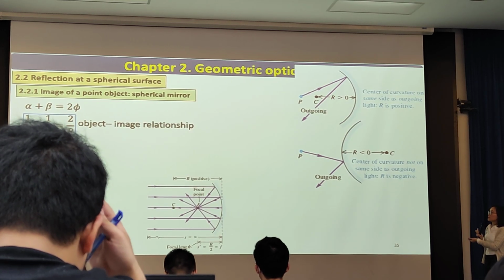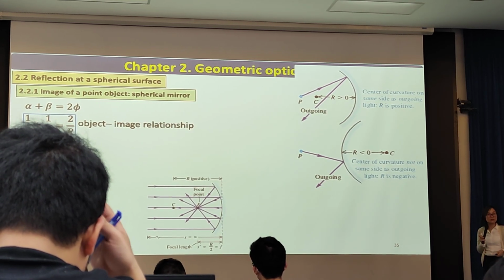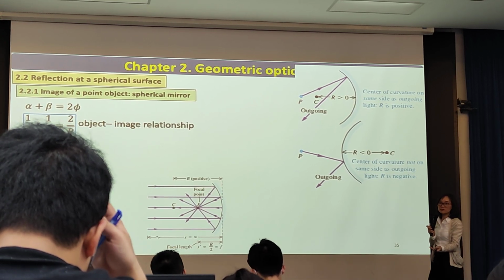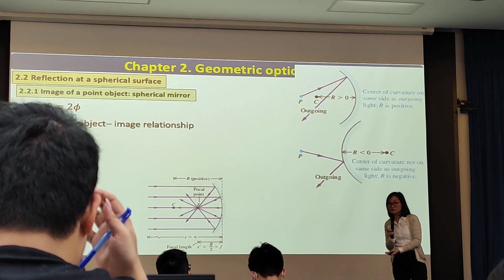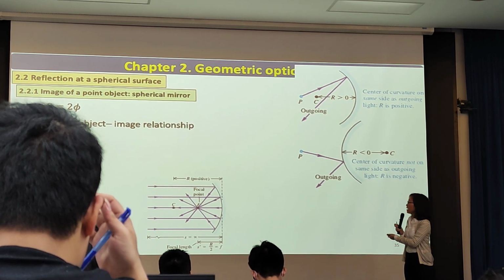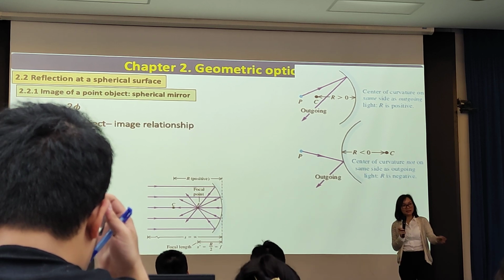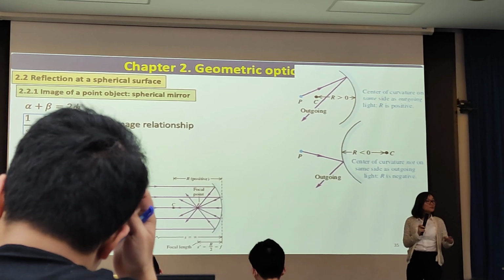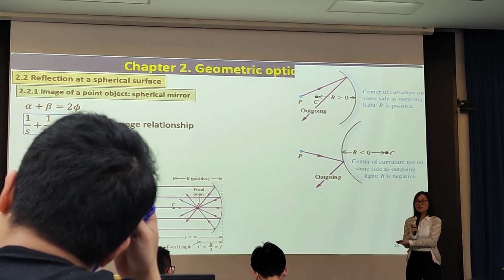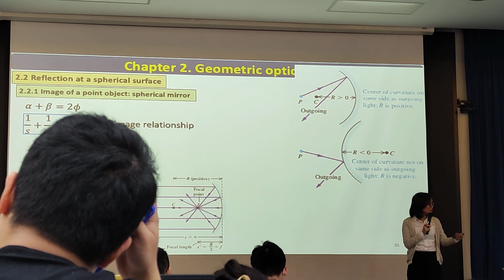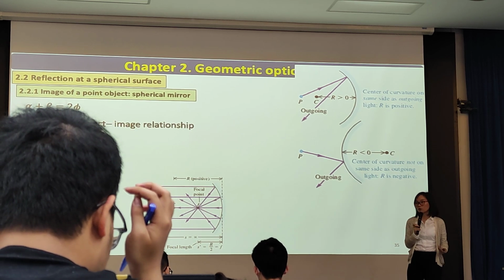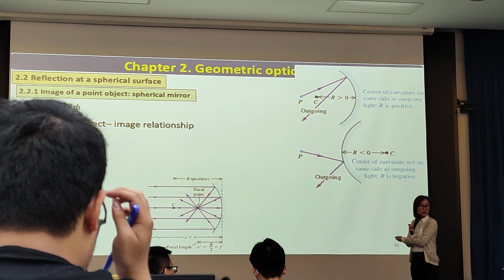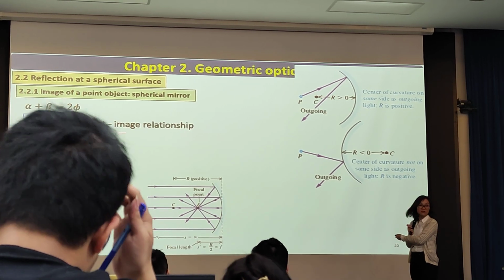So 1 over s plus 1 over s prime equals 2 over R, showing you the relationship between the object distance, the image distance, and the mirror itself, right? That means when you have an object, you place it somewhere in front of the mirror, and then you find the image formed by the mirror. And then you see the relationship, how and where the image is formed. You got it? So that's why we have the object-image relationship, depending on the properties of the spherical mirror.